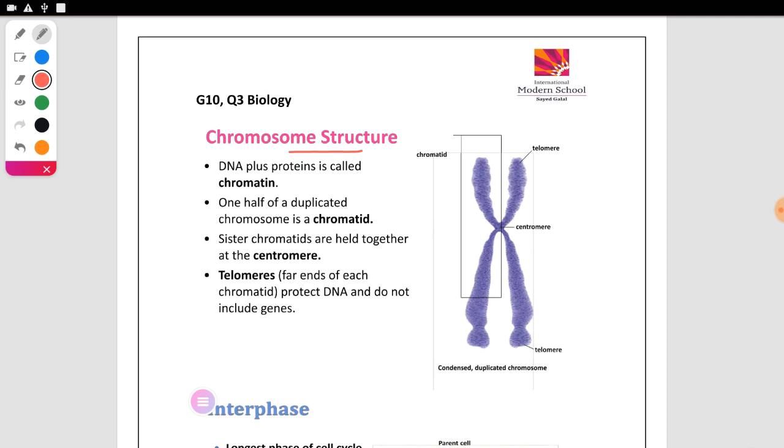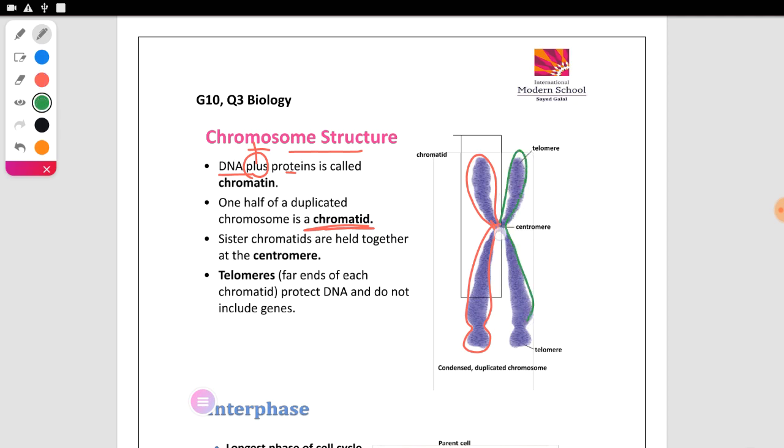The chromosome consists of DNA plus protein. DNA plus what? Protein forms the chromatin. And as I told you, the chromatin will condense more and more until it forms this chromosome shape. One half, do you see this red part? One half of the chromosome is called a chromatid. So this is one half.